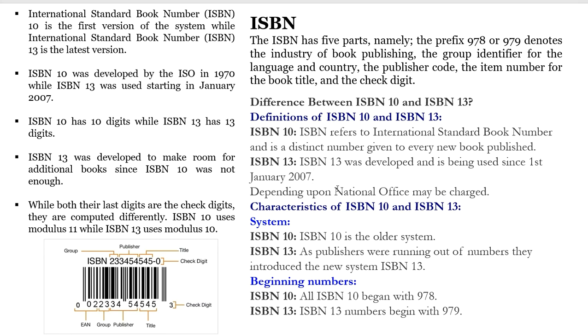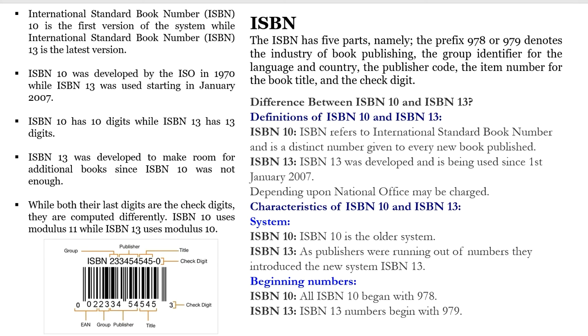You know the characteristics of the ISBN 10 and ISBN 13 systems. ISBN 10 is the older system. As publishers were running out of numbers, they introduced the new version, ISBN 13. Why? Because book series are there, it is widely used in ISBN 13. It is most useful to publishers along with authors also. They are identified easily through one ISBN number.